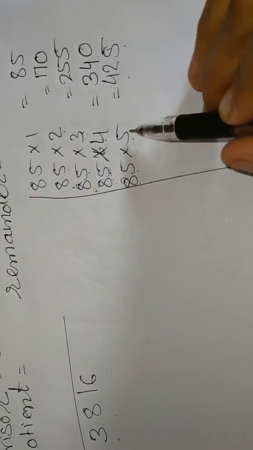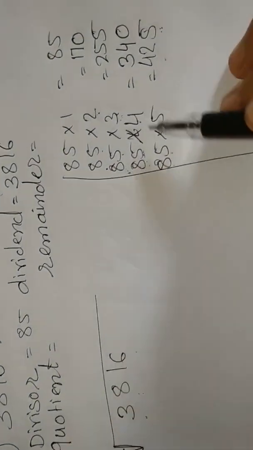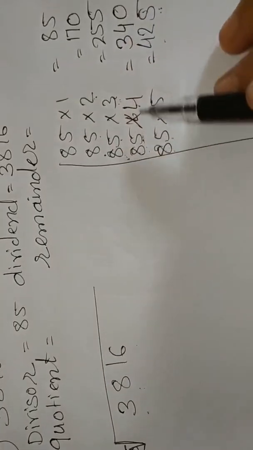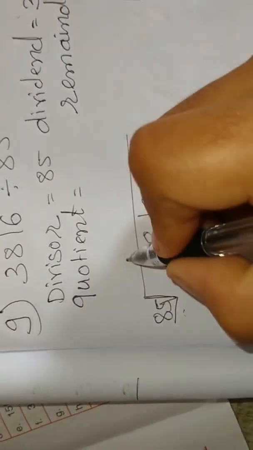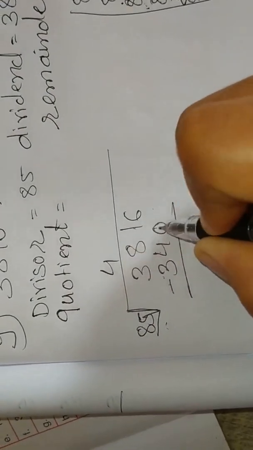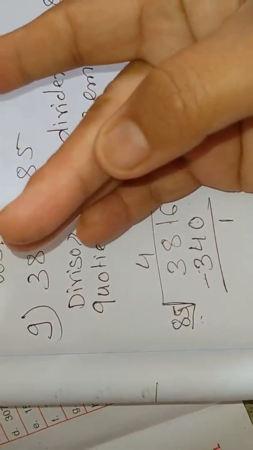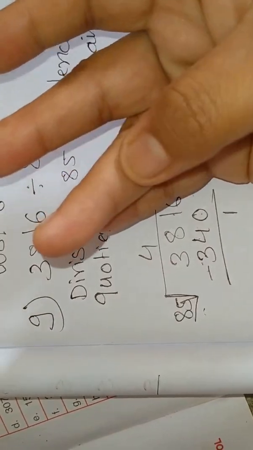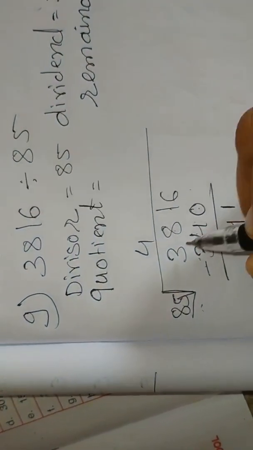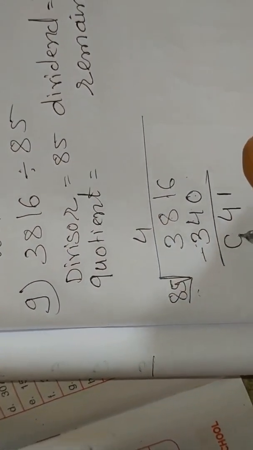So 85 fives are 425, which is a bigger number than 381. So we have to take 340. 85 fours are 340. Now subtract: 1 minus 0 is 1. 8 minus 4: keep 8 in your mind, 8 on your fingers, cut 4, remaining number is 4. 3 minus 3 is 0.